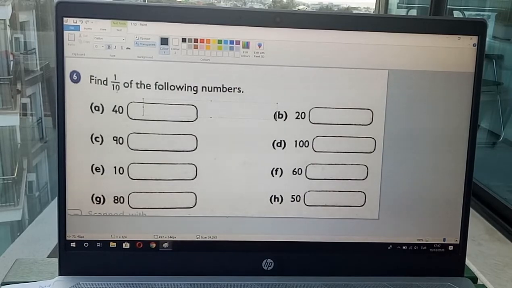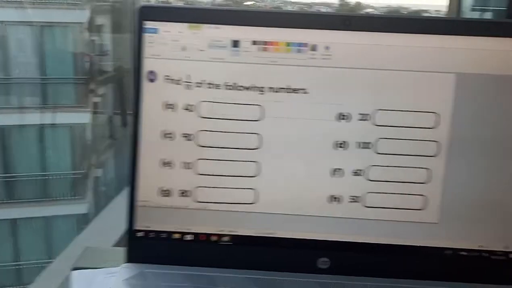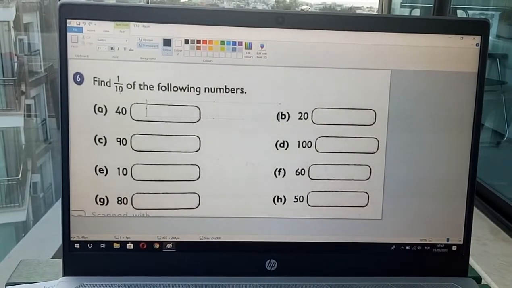by 4. Oh, I'm so sorry. We are going to divide it by 10. Okay, so 1/10 of 40 is of course 4.